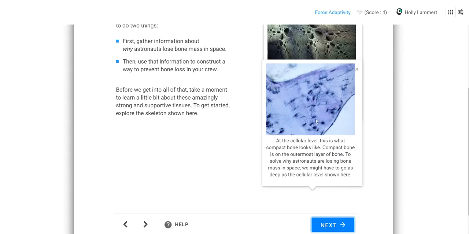Yeah, that's really cool. What do you think these darker regions are? That's maybe the osteocytes, those actual cells. And then the rest is that spongy layer.